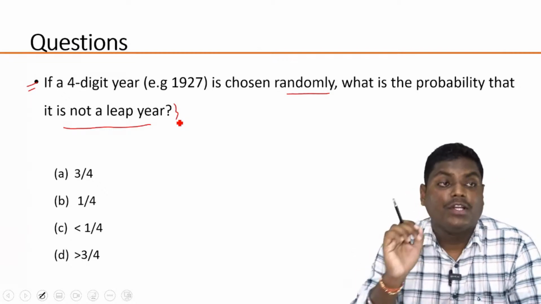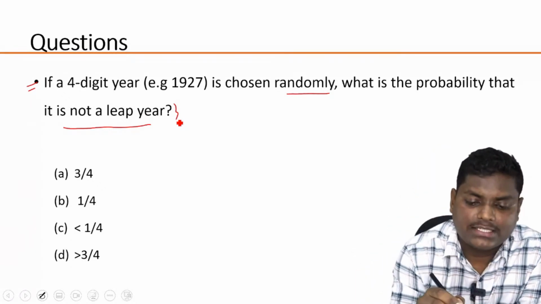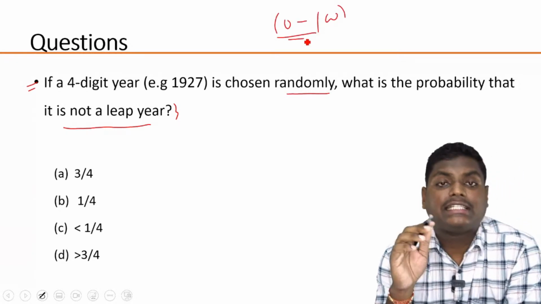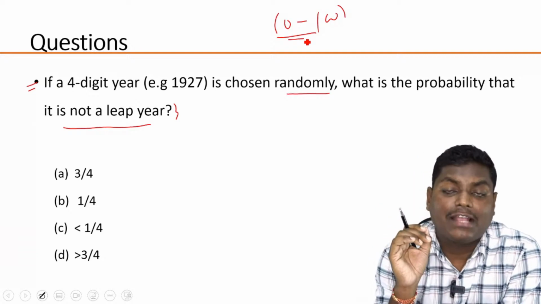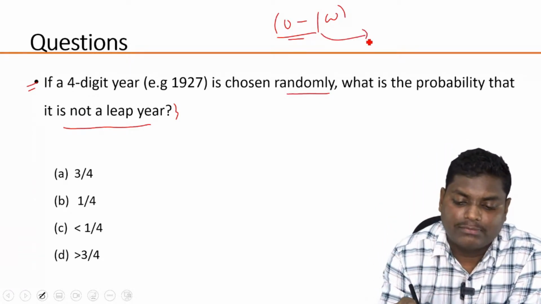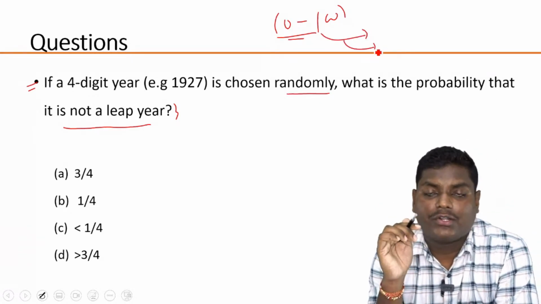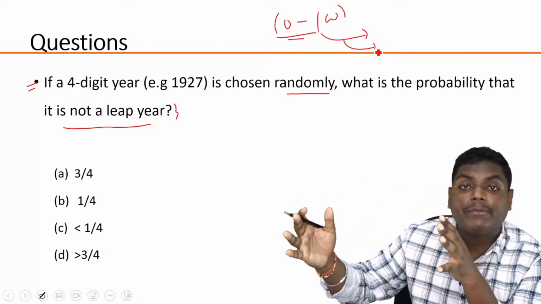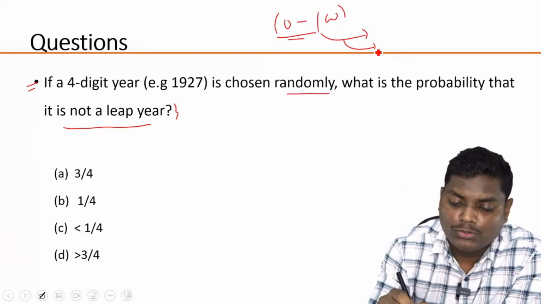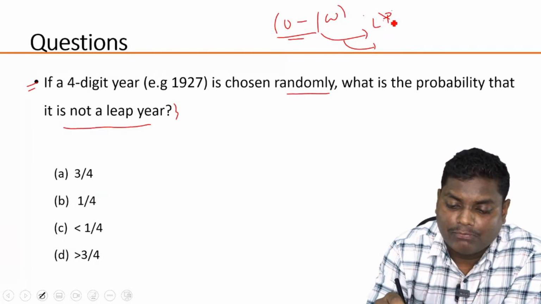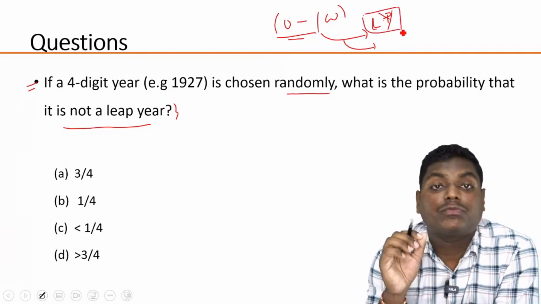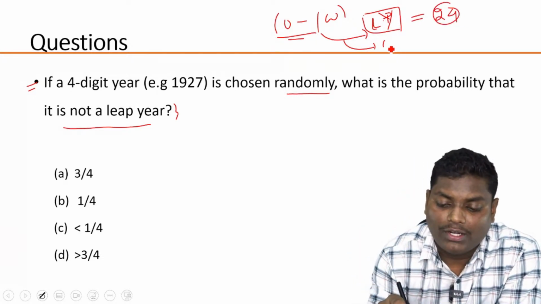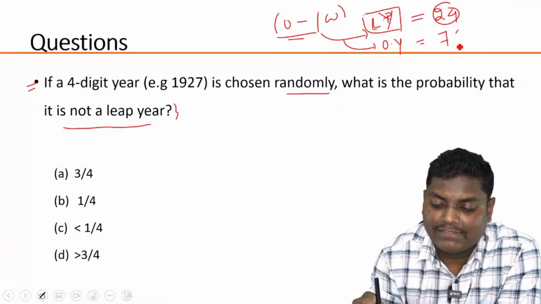There is a very important concept that we need to understand. So let's start from a very basic example. Although they have said the first 4 digits, let's consider the first 0 to 100. Let's consider in the first 0 to 100 years, how many are leap years and how many are ordinary years. The number of leap years from 0 to 100 is 24, and the number of ordinary years is 76.